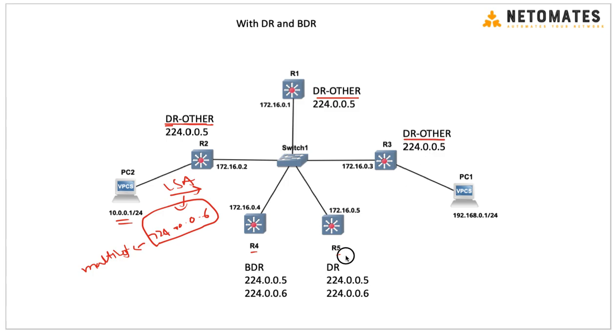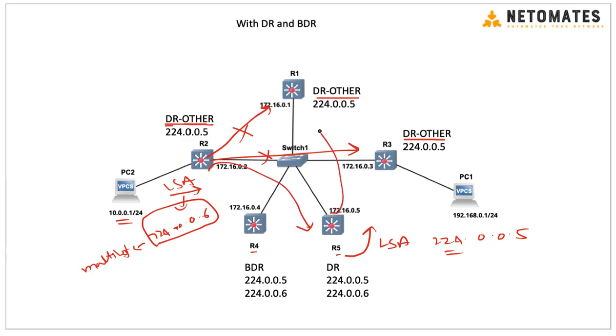Then the DR will send that link state advertisement to all the routers in the topology using address 224.0.0.5, which is also a multicast address. This address is listened to on all the routers, so that this update will go to all the routers. In this way we reduced the update traffic. We are not sending anything directly from R2 to R1 or R2 to R3. The update goes to the DR, and the DR sends it to R1 and R3.